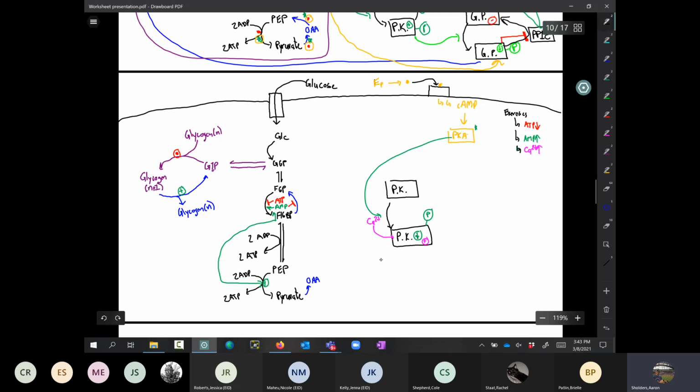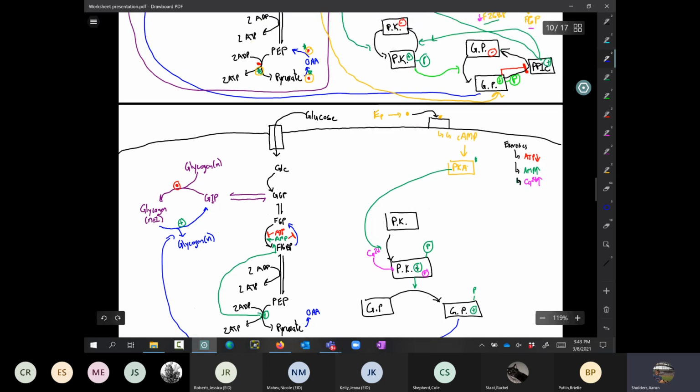Now, phosphorylase kinase is then going to take GP and phosphorylate it. Put a little phosphate here, and voila. Now, that is going to come and do this, right? Break that down.